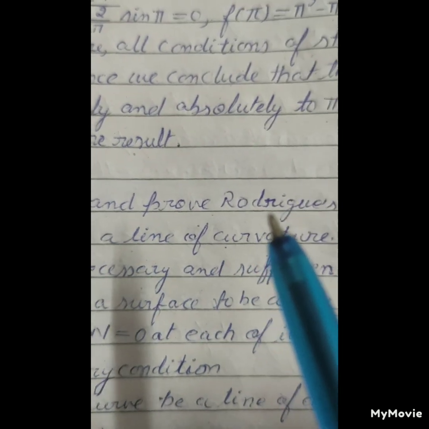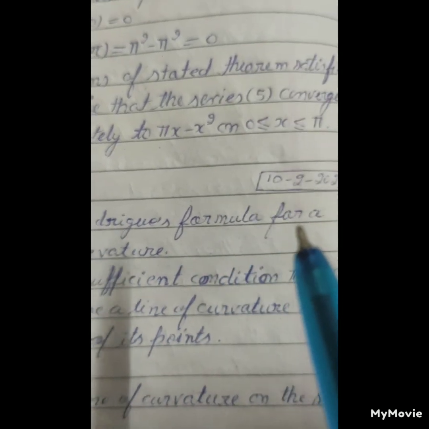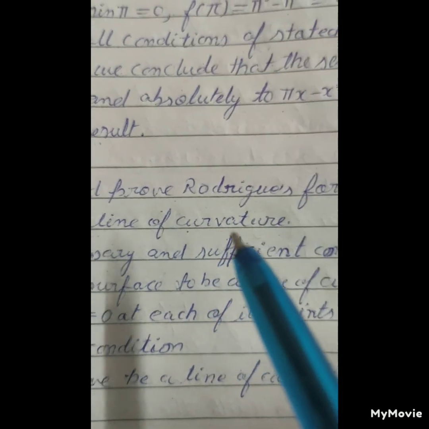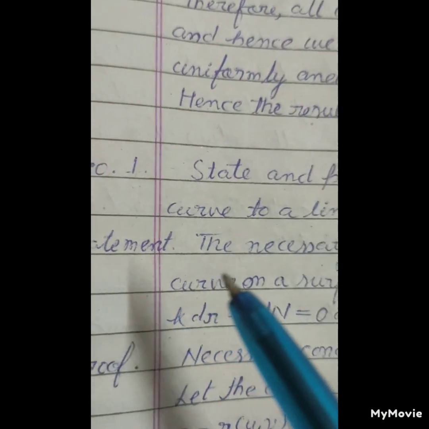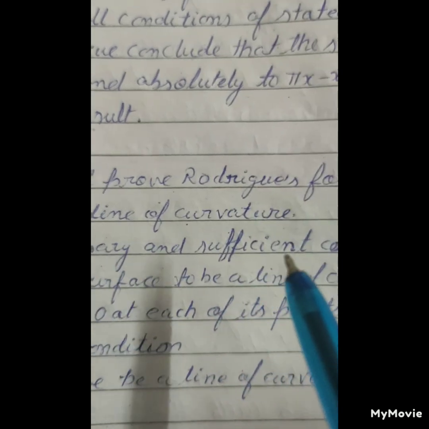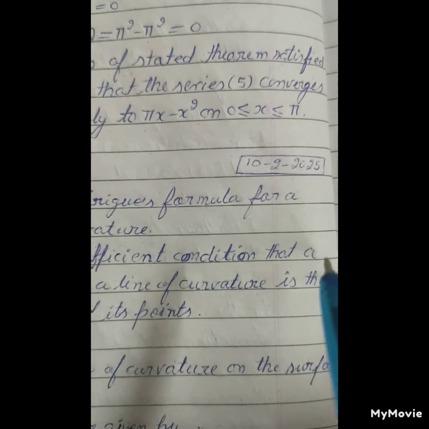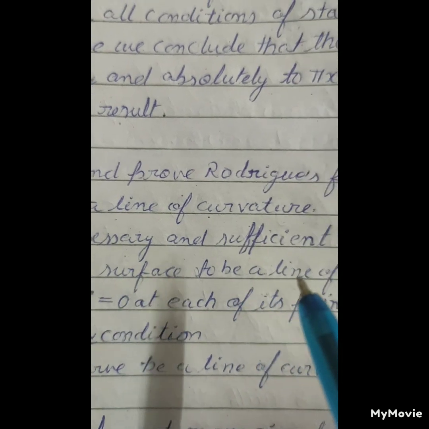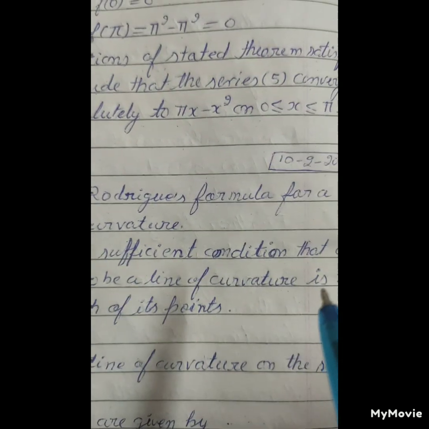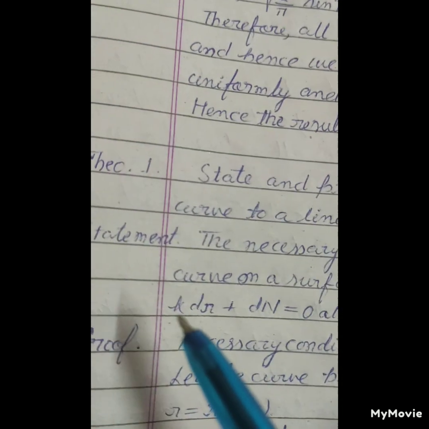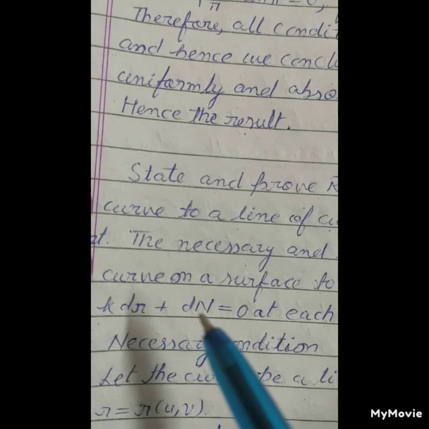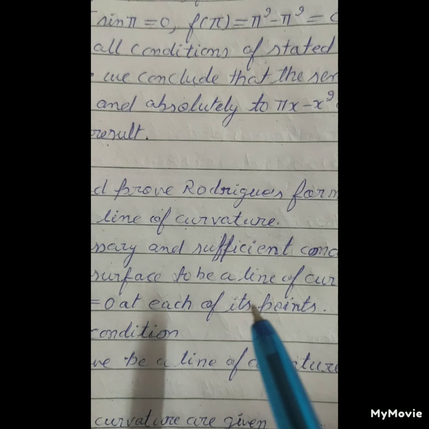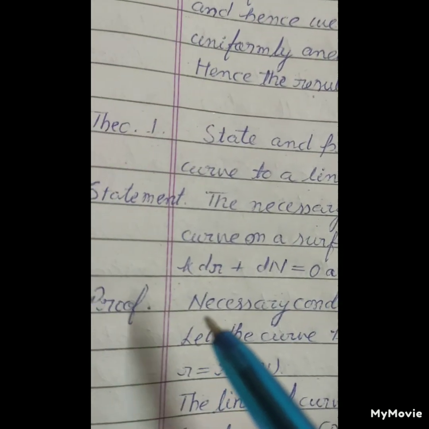State and prove Rodrigue's formula for a curve to a line of curvature. Now the statement: the necessary and sufficient condition that a curve on a surface be a line of curvature is that K dR plus dN equals 0 at each of its points.